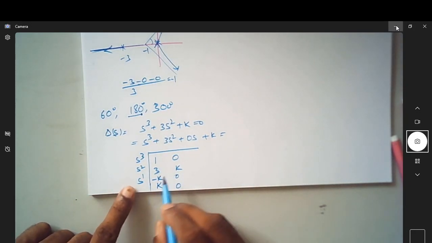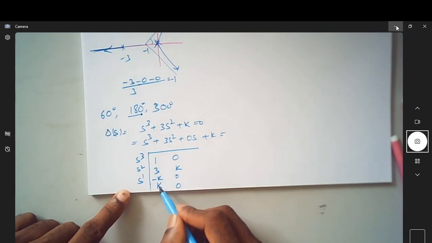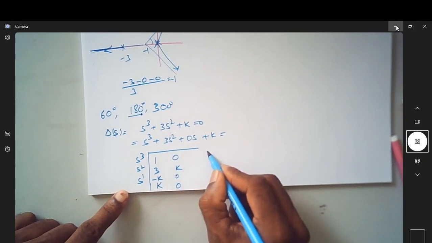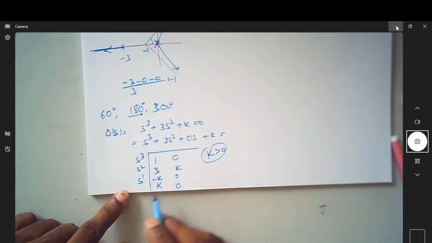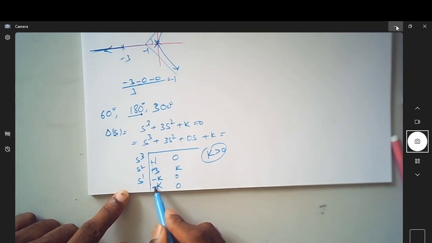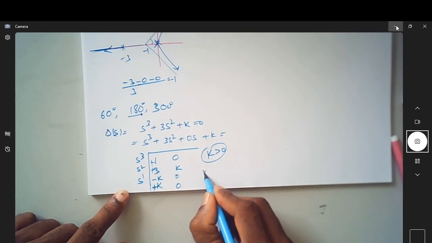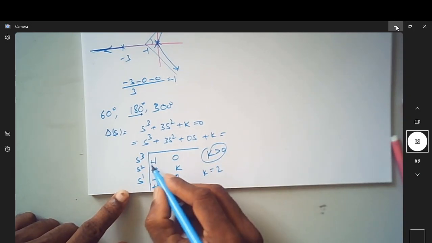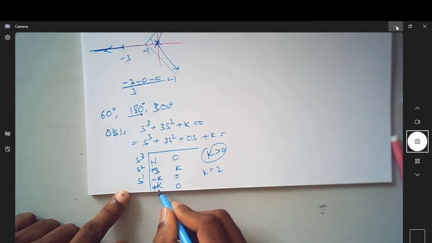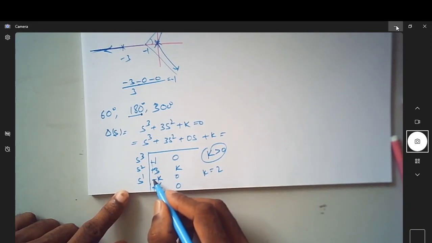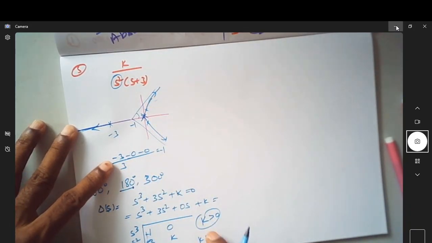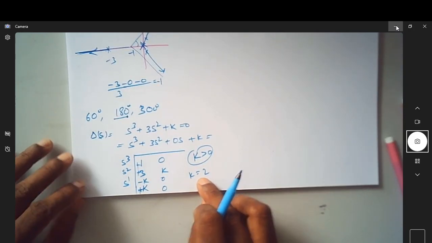See now, by looking at this, can you see for whatever positive value of K, for values of K greater than 0, this is always negative? So assume that K is equal to 2. For that, this is plus 1, this is plus 3, this is minus 2, and this is plus 2. Can you see there are two sign changes? Does it mean that two poles are on the right hand side, even for a very small value of K?